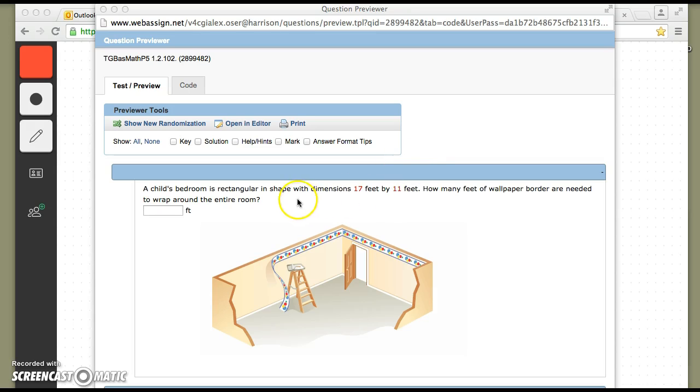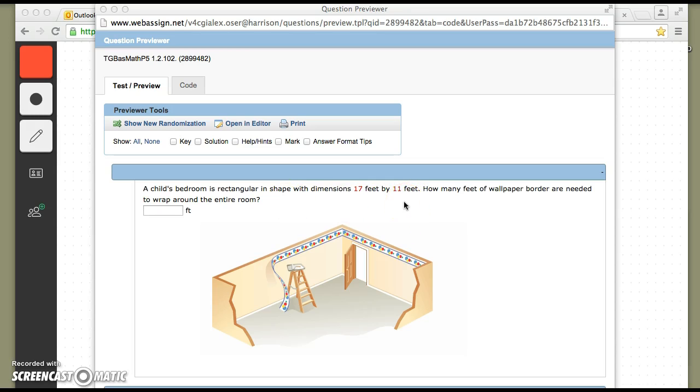So for our first homework assignment here, this is number 14. Commonly missed problem. I think some of us were thinking about a different concept than what we ended up needing to be thinking about. So let's read the problem here first. It says a children's bedroom is rectangular in shape with dimensions 17 feet by 11 feet. How many feet of wallpaper border are needed to wrap around the entire room?